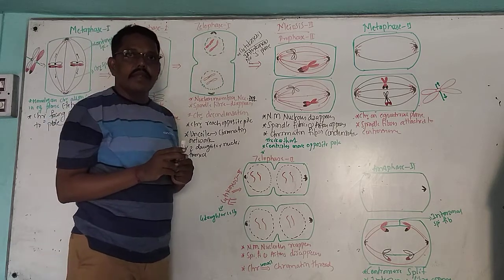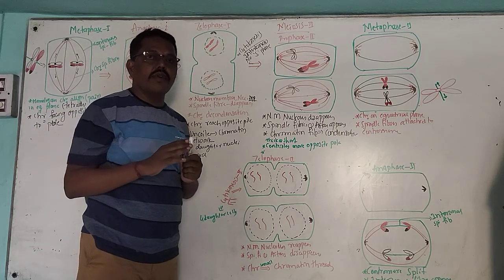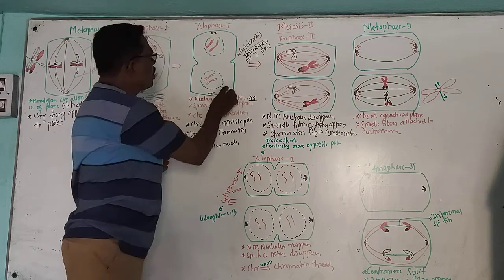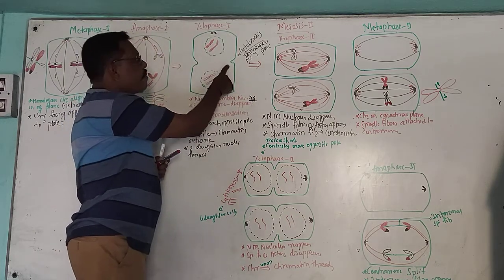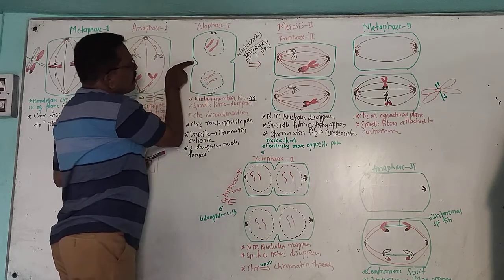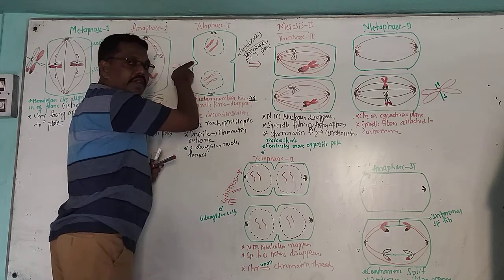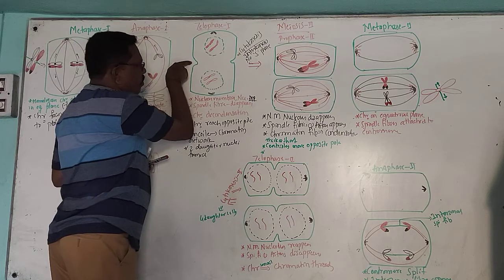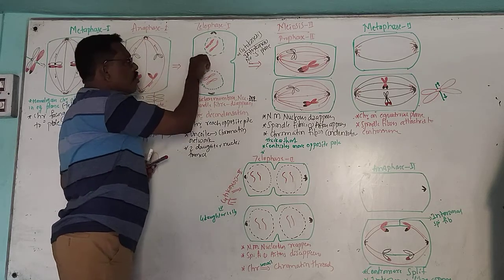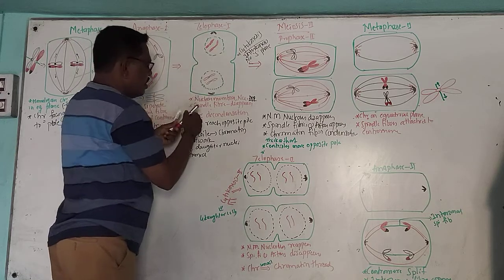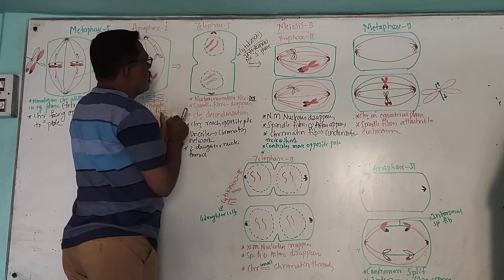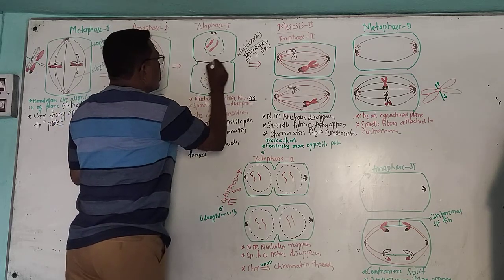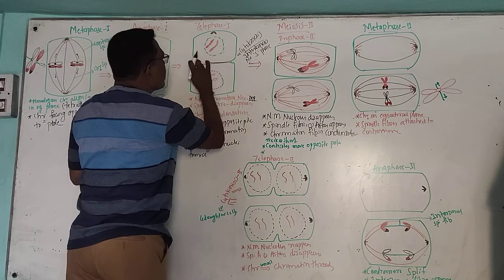Cytokinesis. What do you mean by cytokinesis? Division of the cytoplasm. Here you will see the cytoplasm. Then in the animal cell, the membrane of the cell will form a furrow within the cytoplasm. Then this will be complete. It will become continuous.